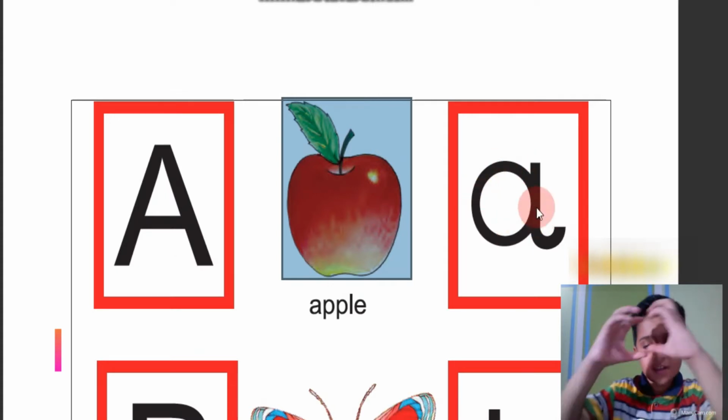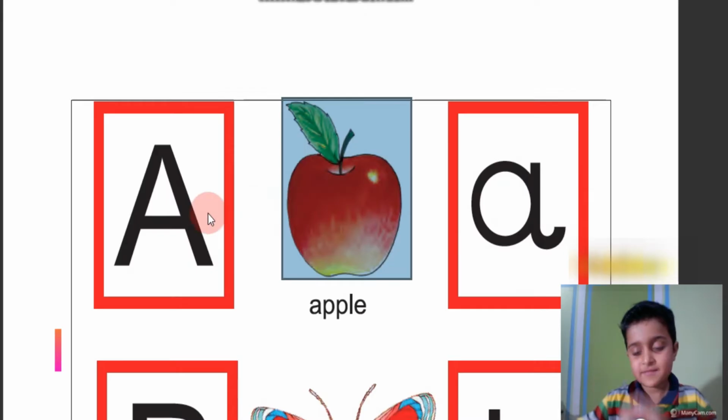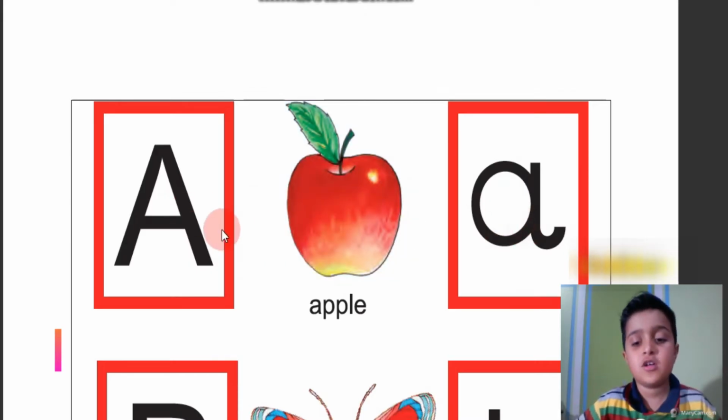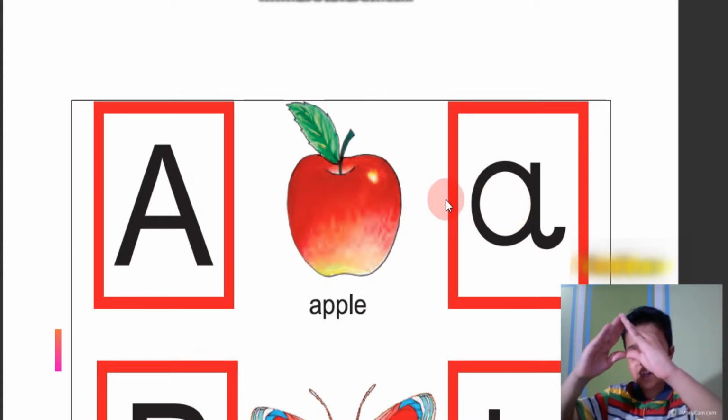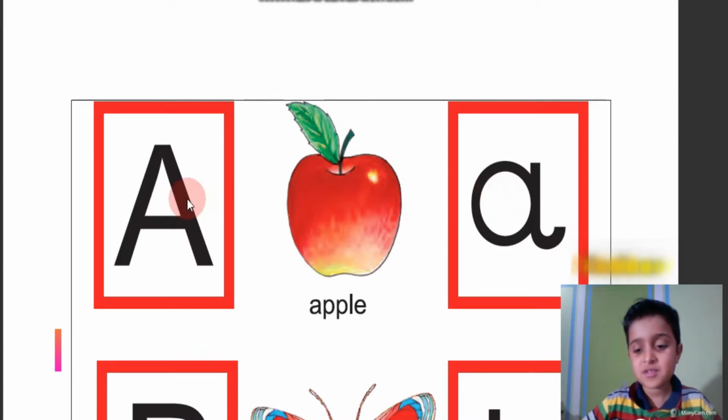A. This is small alphabet. This is capital. This is small. This is capital. Capital A, small A. Yes, nearly. Small A, capital A.